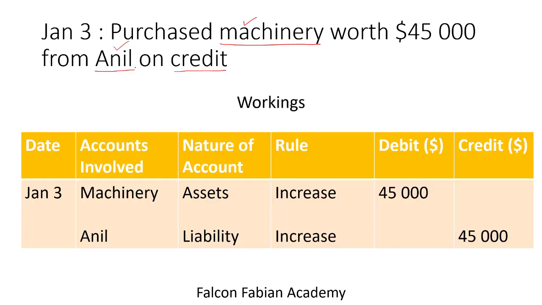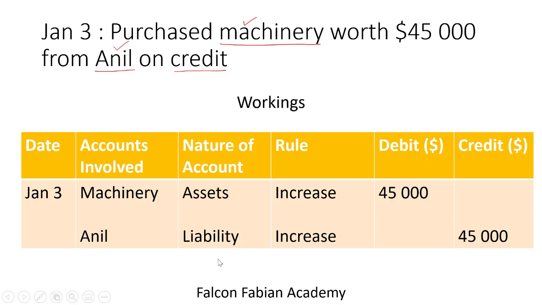Now let's do the workings before we actually post this entry into the journal. You've already recorded entries in this format. So you would just leave a line, then write the date, and the two accounts involved are machinery and Anil. Now machinery is a resource for the business. Therefore, it's an asset and the asset is increasing. The second account is of Anil. Now, Anil is providing the machinery on credit. Therefore, it is the liability of the business to pay money to Anil. Therefore, this is going to be a liability of the business. And the liability is increasing. It's kind of a borrowing you have taken.